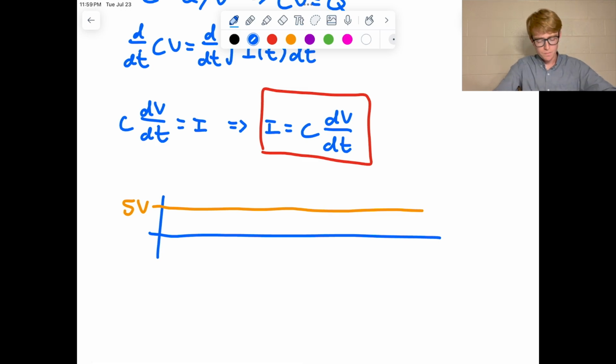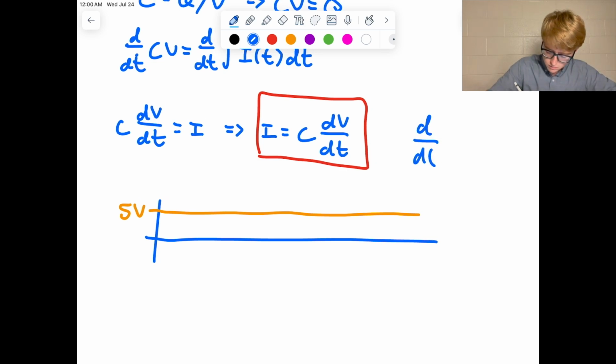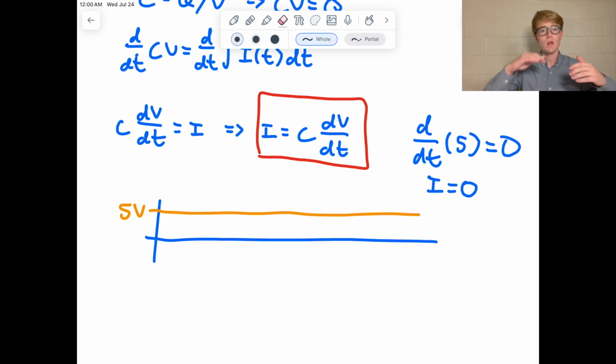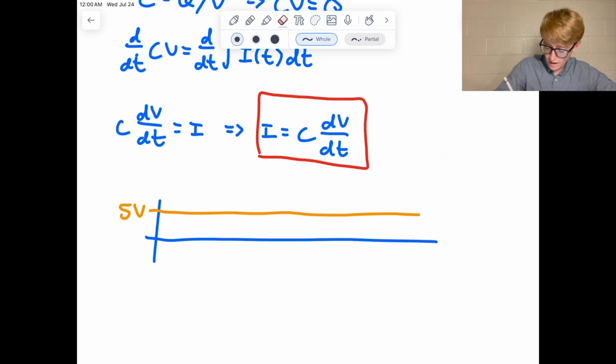So if I have a DC input, well then dV/dt, this term, goes to 0, right? Because it's not changing, it's just a constant. So the derivative of 5, d/dt of 5, is just 0. So our current is 0. So we see, in fact, that yes, a capacitor does look like an open circuit, meaning there's no current flowing through it at DC. And at low frequency, dV/dt is going to have some very small value, so there's basically going to be no current. So we see that behavior.